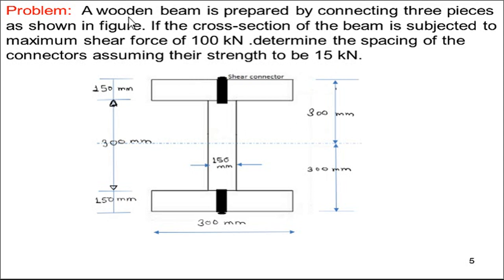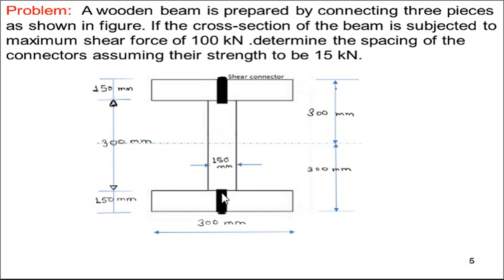The beam is wooden. Many times connectors are used to join the two parts of a beam, like wooden planks. So two wooden members of the beam can be joined by using connectors. Here a wooden beam is prepared by connecting three pieces. It is an I section for the wooden beam, and these three parts are the top plank, a central web, a vertical member, and the bottom plank. These three parts are joined together using the connectors. The black portion is the shear connector.